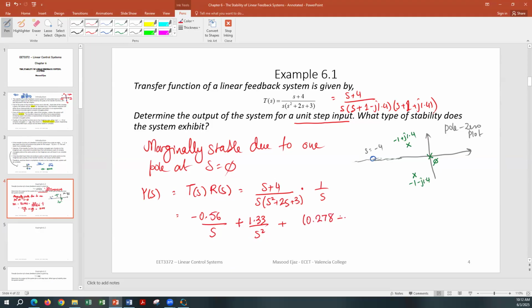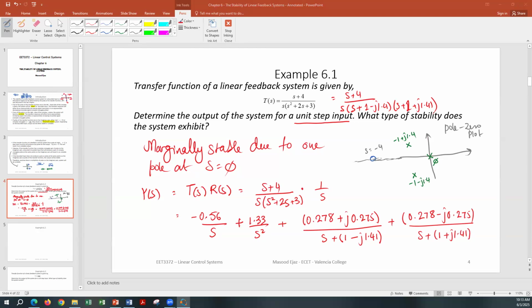0.278 plus j 0.275 over s plus 1 minus j 1.41, and then the complex conjugate of 0.278 minus j 0.275 over s plus 1 plus j 1.4. So that's what I'm going to show you.